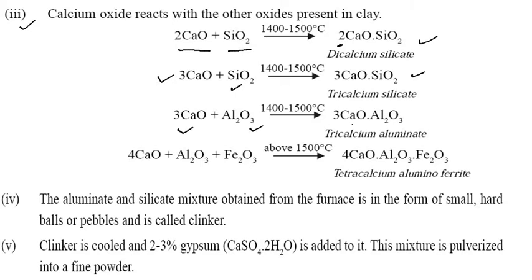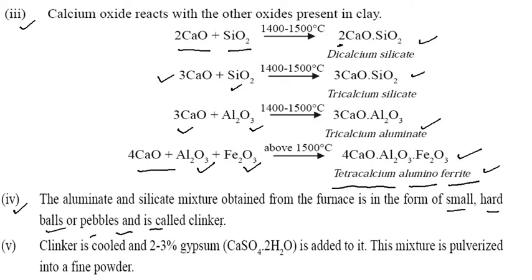Now, 3 calcium oxide react with alumina. It forms tricalcium aluminate. Now, calcium oxide, aluminium oxide and iron oxide all react above 1500 degrees C. So it forms tetracalcium aluminoferrite. You can see here. Now, fourth one, the aluminate and silicate mix is obtained from the furnace in the form of small hard balls or pebbles, and it is called clinker.